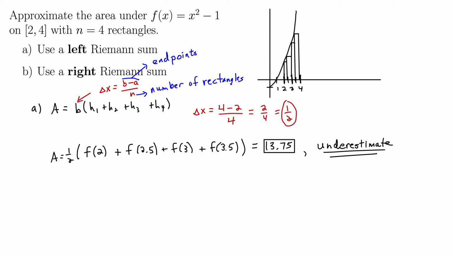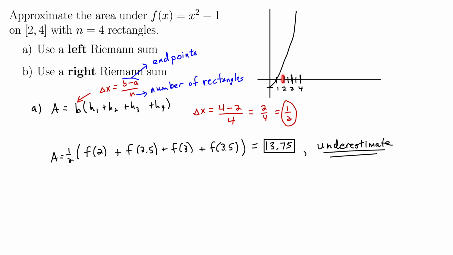Indeed, it is an underestimate because we're trying to estimate this area under the curve, and those rectangles are leaving some space right left. So these are going to come up a little bit below the curve. Let's try it again using a right Riemann sum.